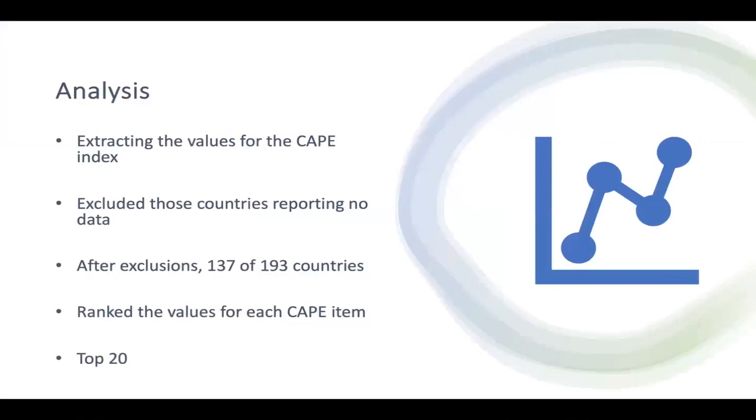After extracting the values of each item for the CAPE Index, countries reporting no data on all items were excluded, except for current conflicts and external aid received, because we found countries without conflicts and countries not receiving external aid. After exclusion of countries, of the 193, 137 reported the CAPE Index information. In a second step, we ranked the values for each CAPE item, allocating 137 positions. Afterwards, we added the number of times each country reached the top 20 position in each ranking order.